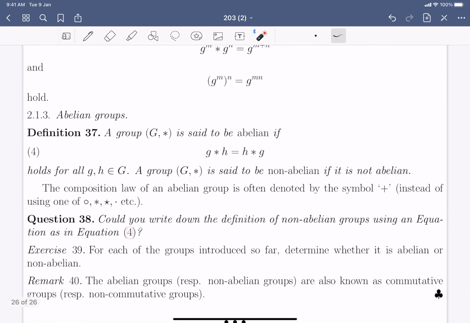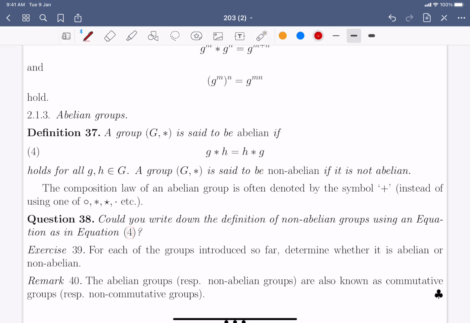Now let me introduce certain further notions, where we deal with something called abelian groups. So a group (g, star) is said to be abelian if g star h is h star g for any g, h inside G. And if a group is not abelian, then it is said to be non-abelian. So what is an example of an abelian group?